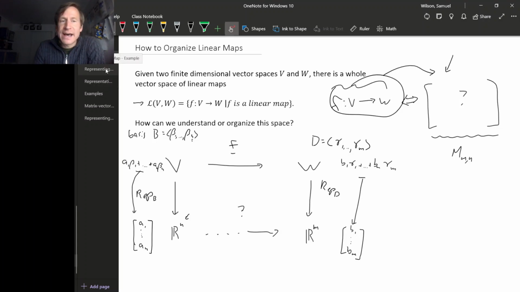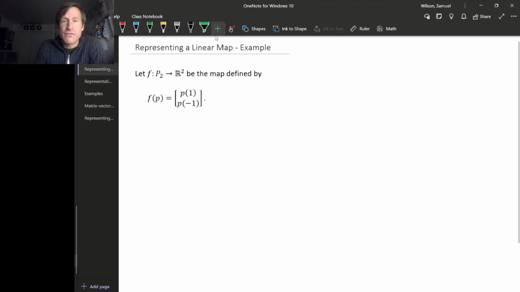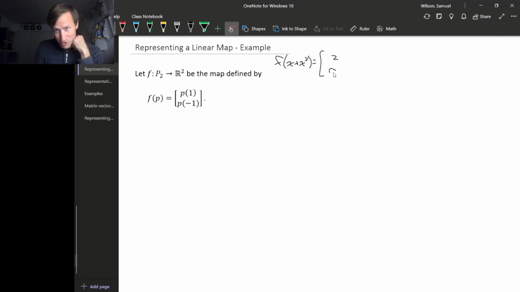So let's look at this function. The function from P2 to R2 defined by this map. So f of a polynomial P is the vector in R2 whose first entry is P of 1 and second entry is P of minus 1. So just to have a concrete example in front of us, f of say x plus x squared is, right, to get the first entry, we plug 1 into this polynomial, so that's going to give us 1 plus 1 squared, that's 2. And then to get the second entry, we plug minus 1 into this polynomial, so that's minus 1 plus minus 1 squared, that's 0.